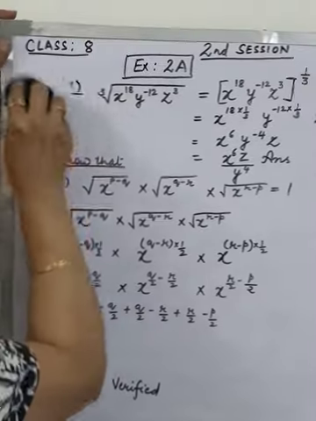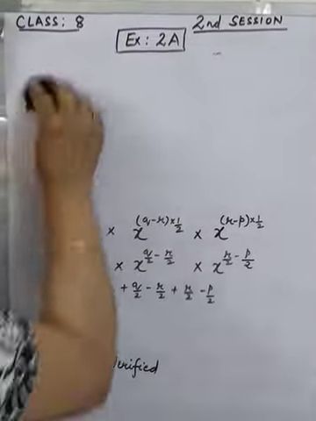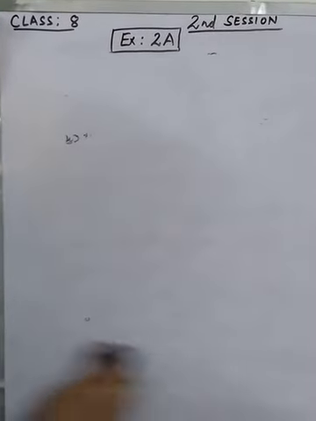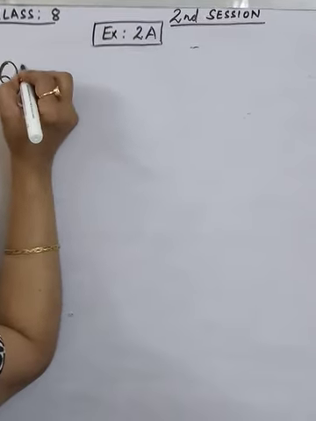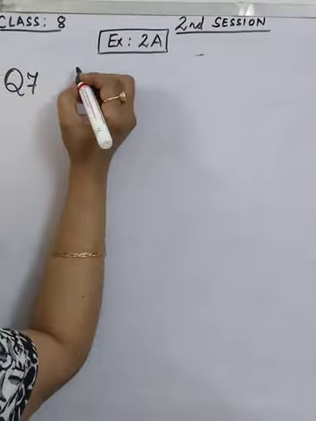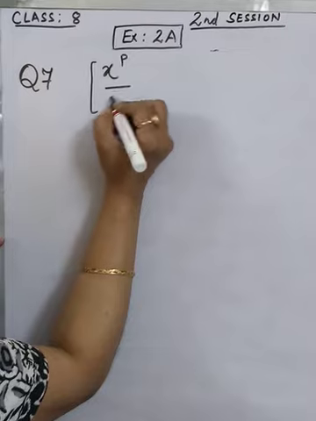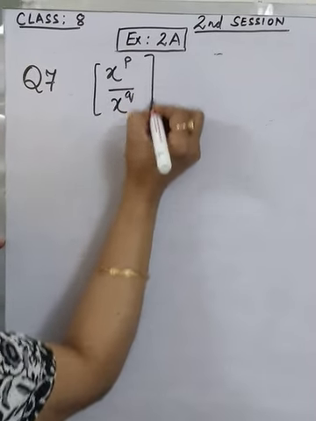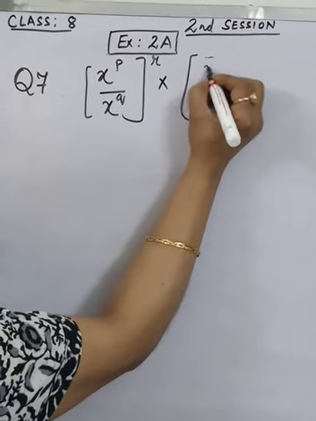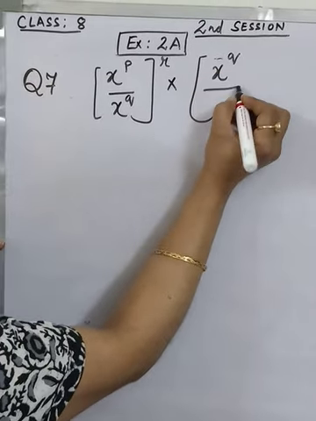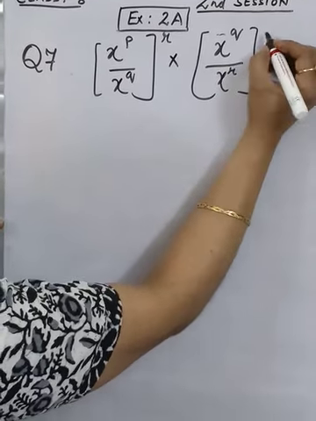Again we have to do question number 7. We have to prove the given expression. So we copy the question and we start with the LHS part of the question. Question number 7. Students, remember the laws, the questions will become easy. X to the power p upon x to the power q whole to the power r into x to the power q upon x to the power r and whole to the power p.